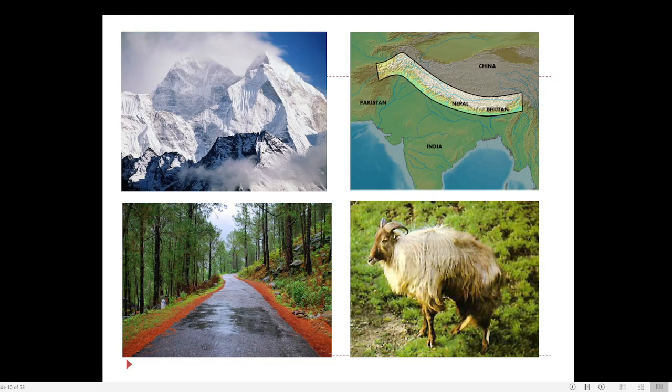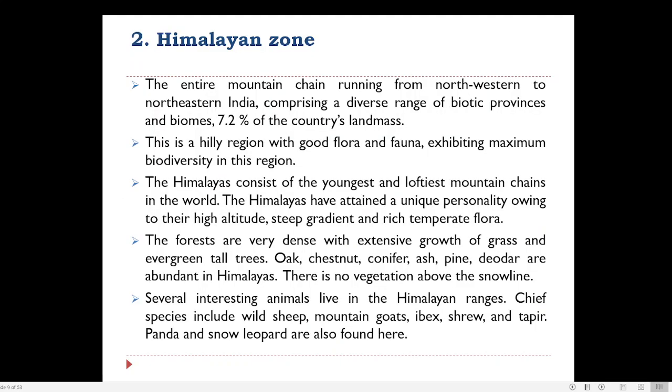Generally, coniferous types of trees are present there. Coniferous trees have the advantage that because of the needle-like leaves, transpiration can be reduced a lot. And there is no vegetation above the snow line also. And coming to the animals, different types of animals are there. Sheep are there, mountain goats, ibex, shrew, tapir, panda, and snow leopard are also present.